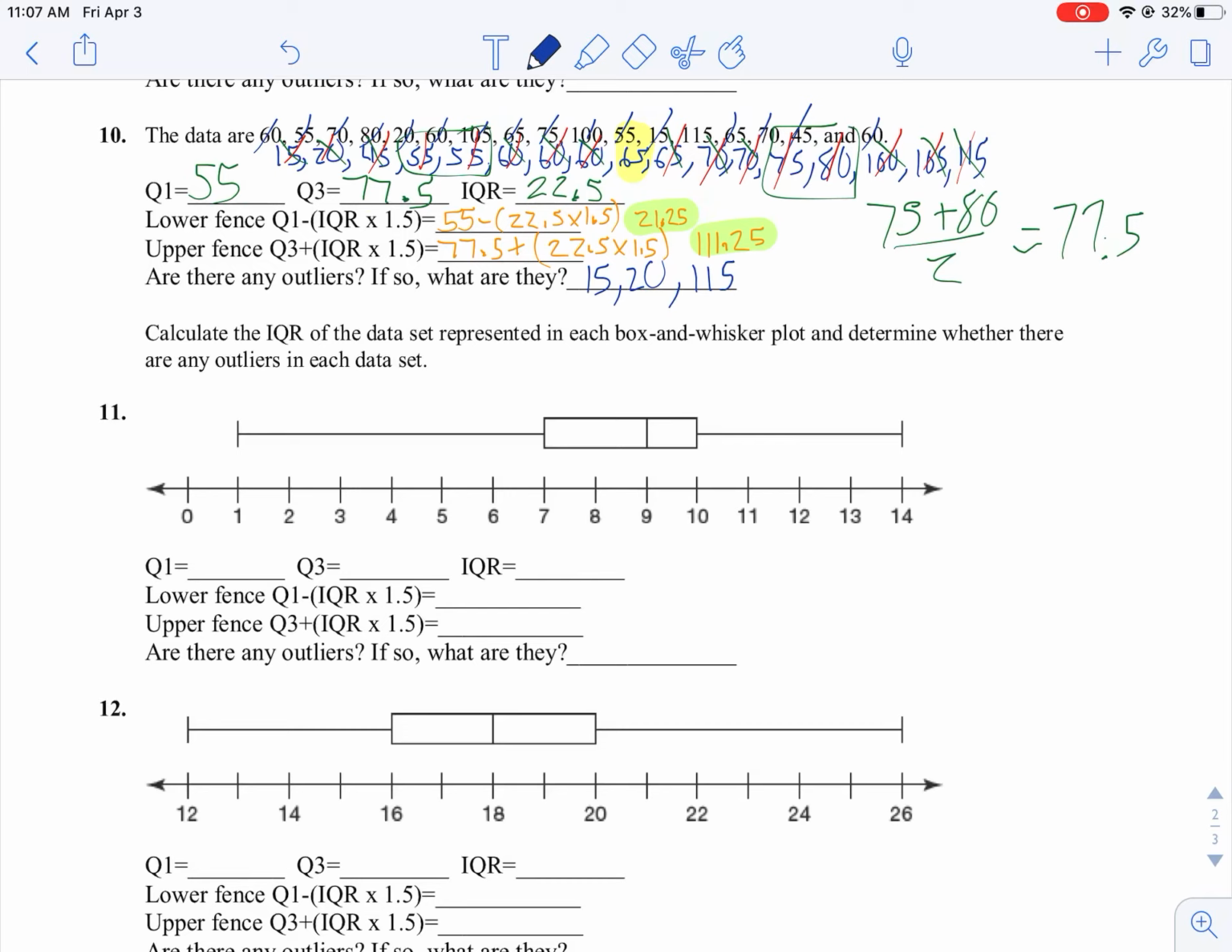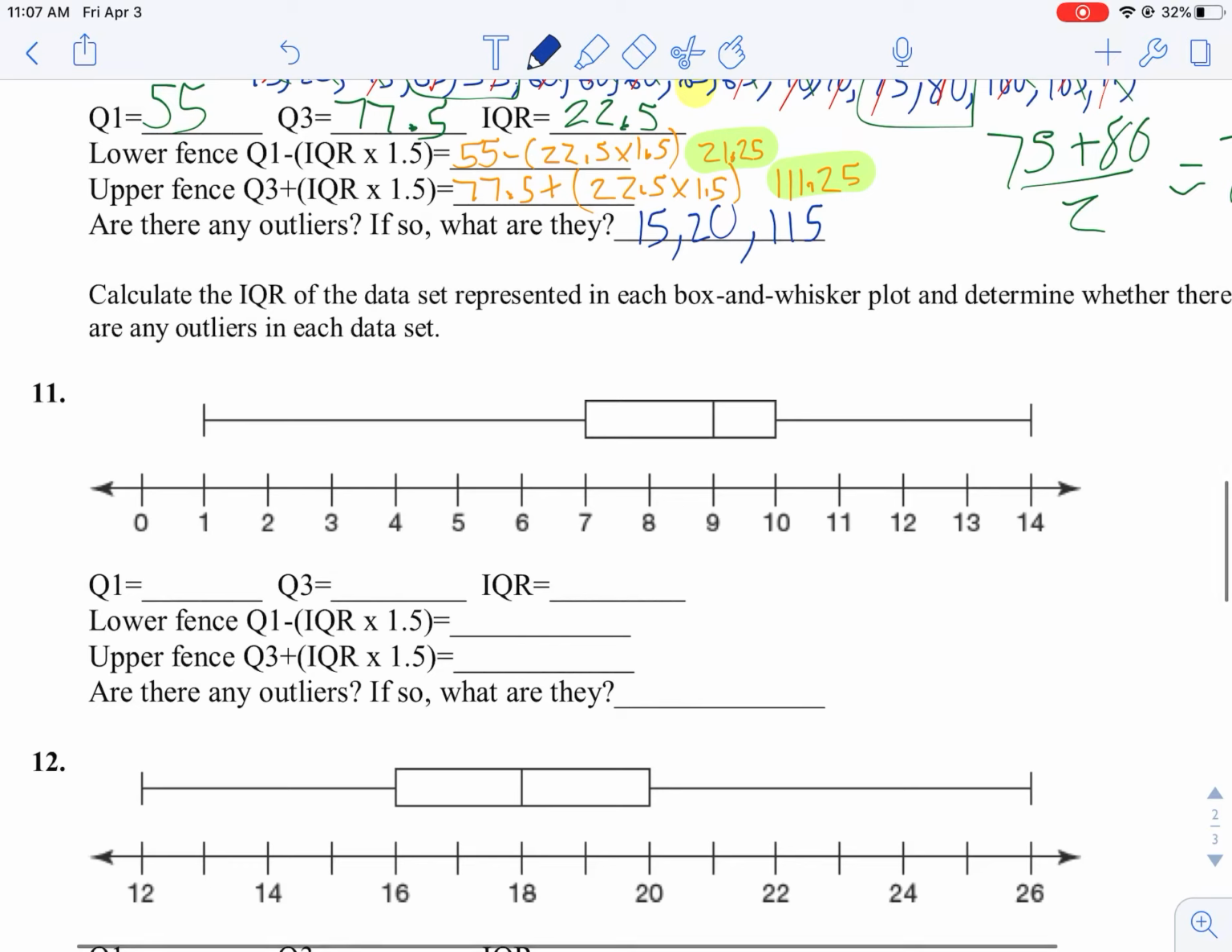So let's take a look at this. It says calculate the IQR of the data represented in each box and whisker and determine whether there are any outliers in each data set. Well, guys, that is not difficult. It's shown graphically. We're not given a list of numbers, but we could still determine. So here we still have a min and we still have a max, but we have to figure out if they're relevant or not. All right?